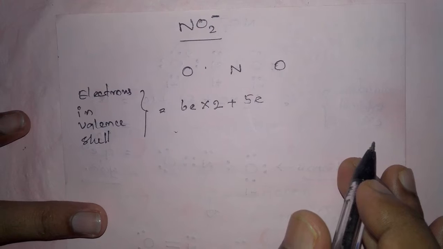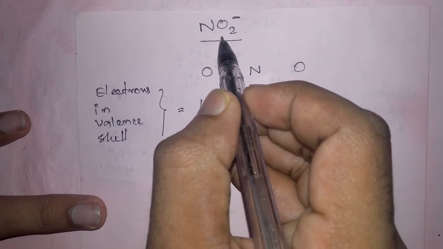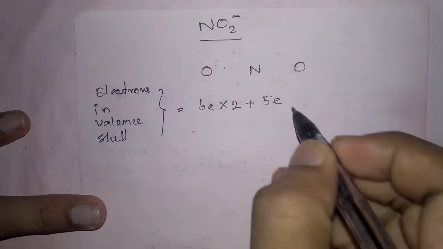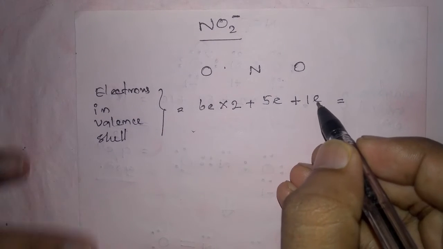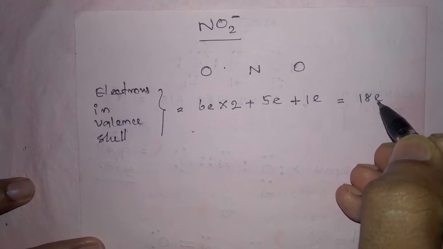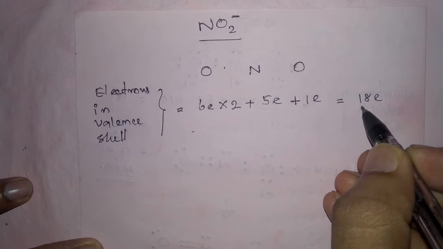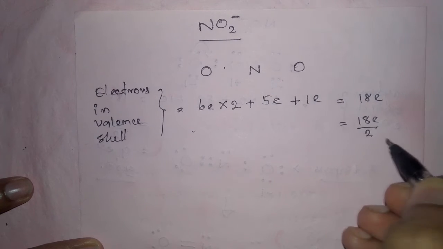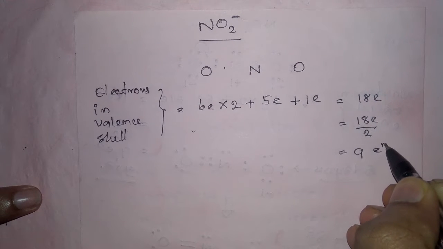And there is a special thing to be considered, that is the negative charge of nitrite ion. This negative charge indicates that it has gained an electron, so we have to add this electron as well. Then altogether there are 18 electrons. Then in the next step we have to convert these electrons into electron pairs. Then we can divide this 18 electron by 2, so we can see there are 9 electron pairs.